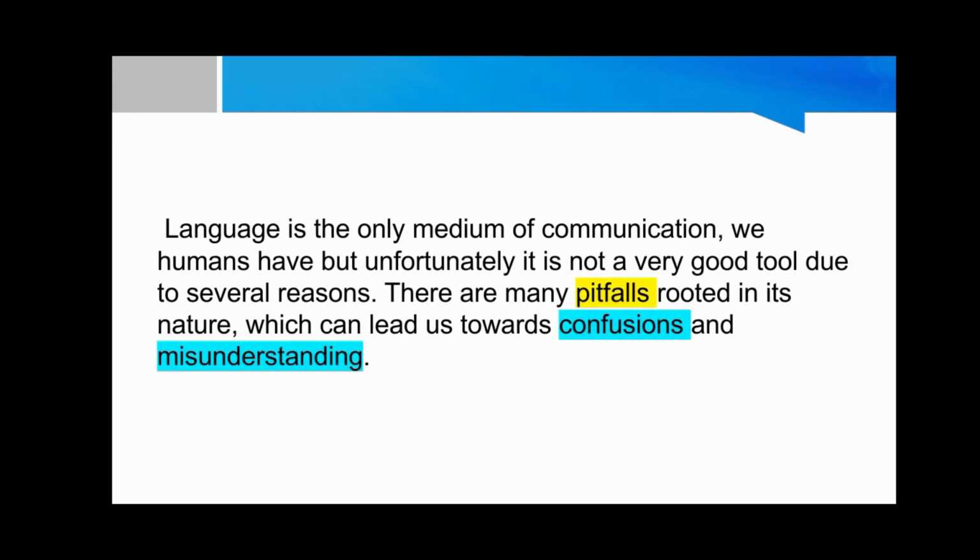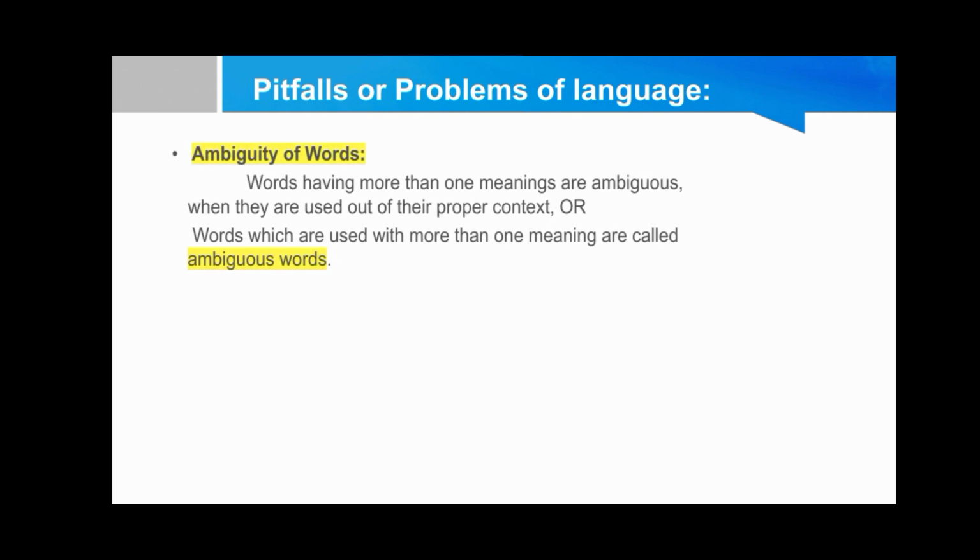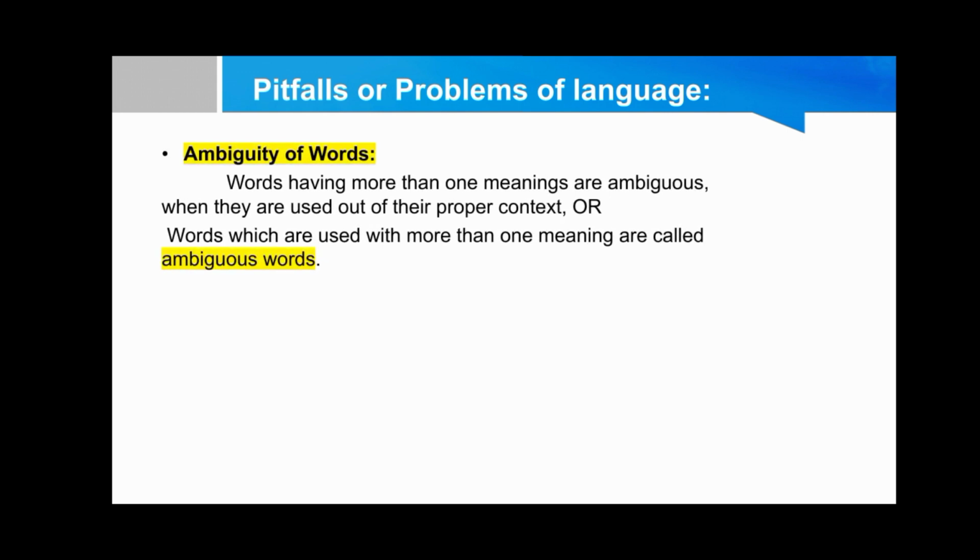Language is the only medium of communication we humans have, but unfortunately, it is not a very good tool due to several reasons. There are many pitfalls rooted in its nature, which can lead us towards confusion and misunderstanding. Here are some pitfalls or problems of a language, in which the first one is ambiguity of words.